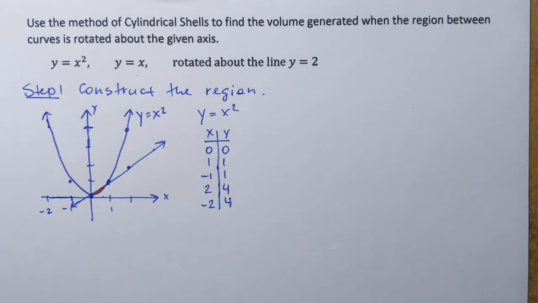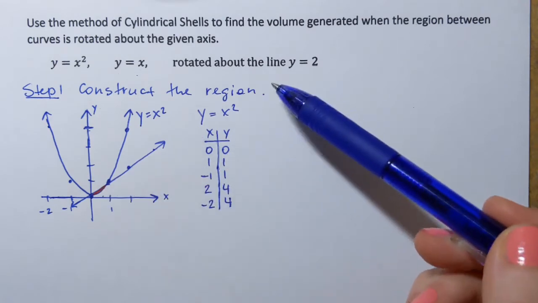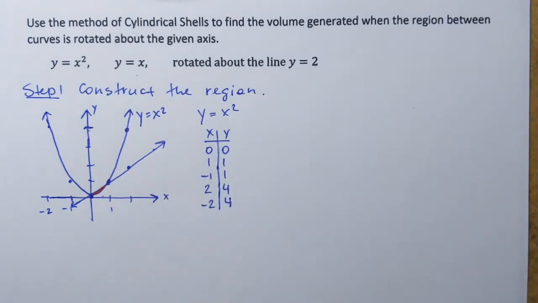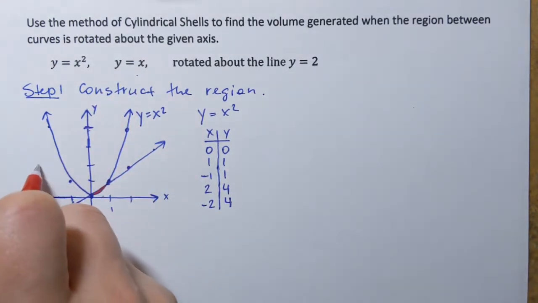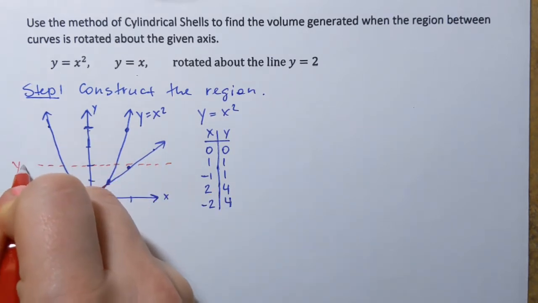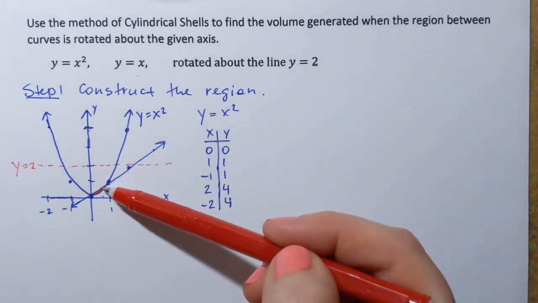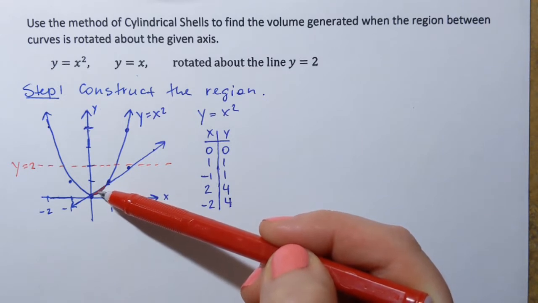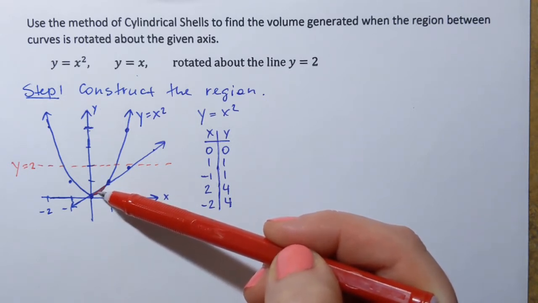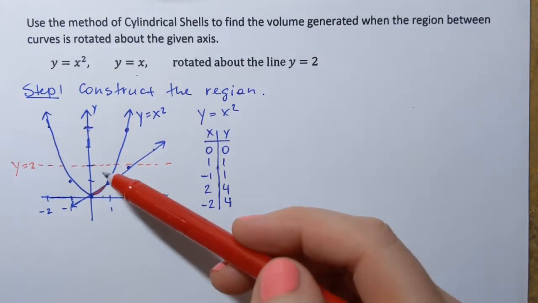Now in the next step, I will need to construct a solid by rotating this region about the line y equals 2. So y equals 2 is the horizontal line that goes through 2 on the y-axis. Now, since this region is so small, I'm gonna redraw it. I'll make it larger, and it's very important to make large drawings. And then once I redraw it, then I will rotate it.